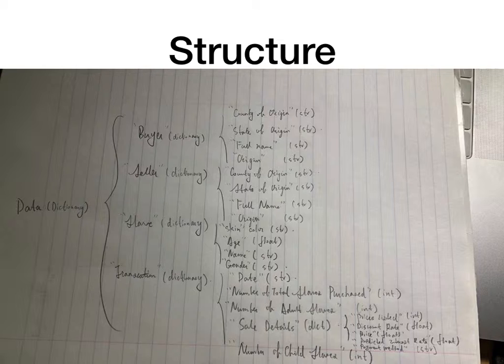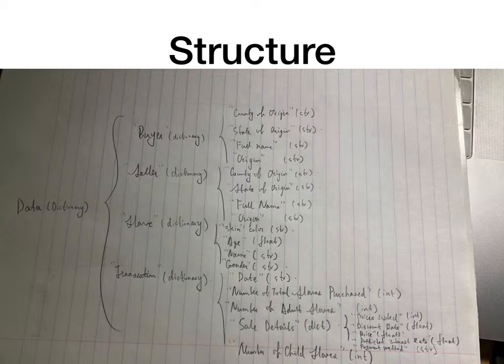there are five parts. Date is a string. Number of total slaves purchased is integer. Number of adult slaves is integer as well. Number of child slaves is also an integer. Sale details, however, is another dictionary, which includes prices listed, an integer; discount rate, also known as transaction rate, is a float; price is a float; predicted interest rate is a float; payment method, which is a string.